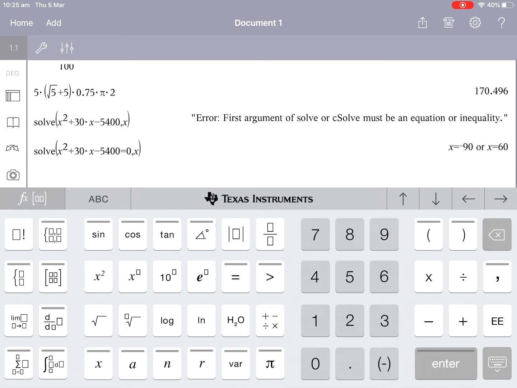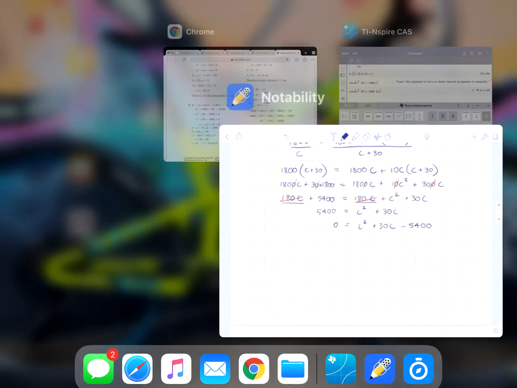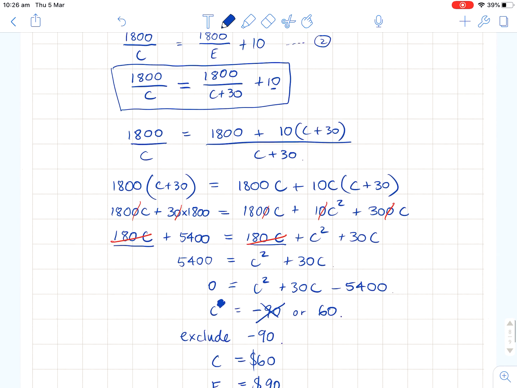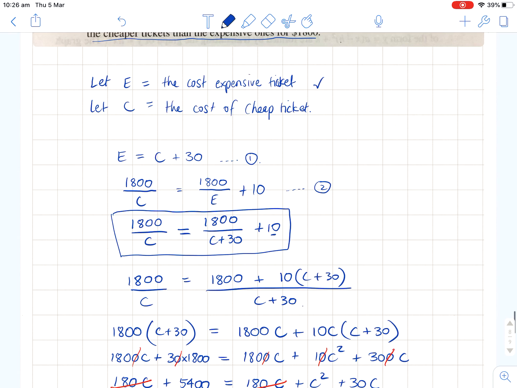Hit enter. Now I've got minus 90 or 60. So that means the cost of my cheap tickets is minus 90 or $60. Can I have a cost of minus $90 for a ticket? No, I can't. So I exclude this. And I actually need to write that step, exclude minus 90. So a cheap ticket equals $60. So an expensive ticket equals $90. And I can just write C and E because I've already defined them up the top.